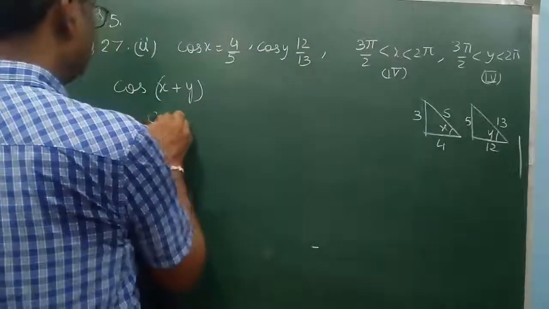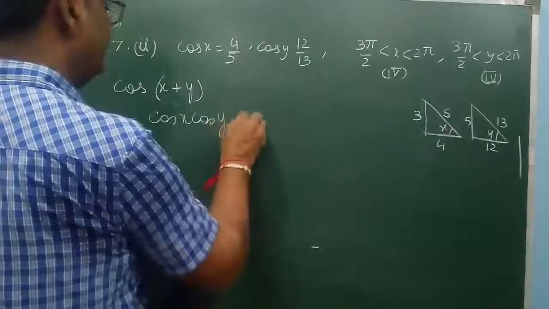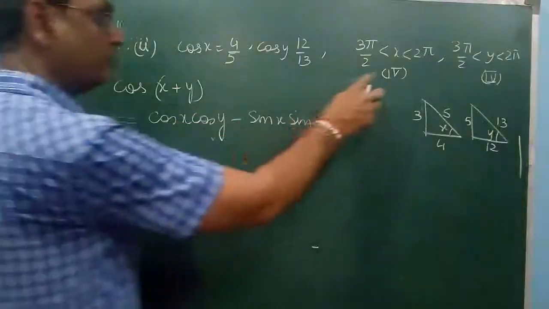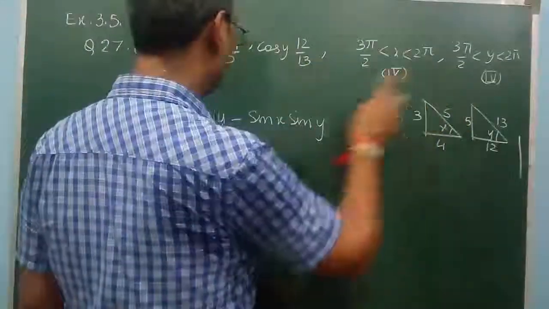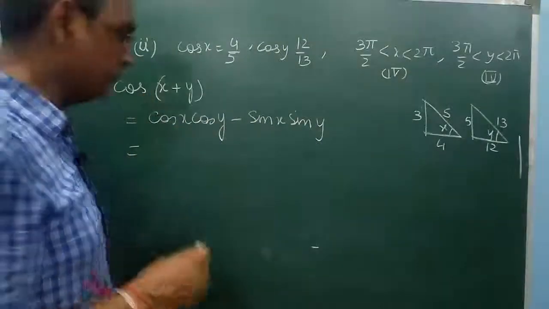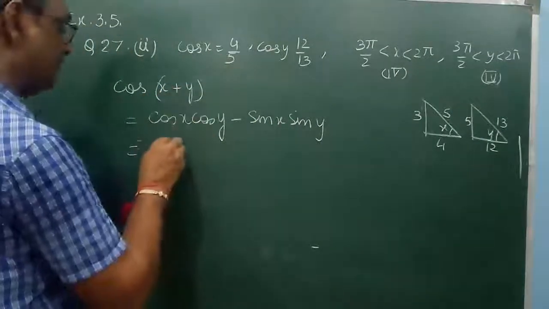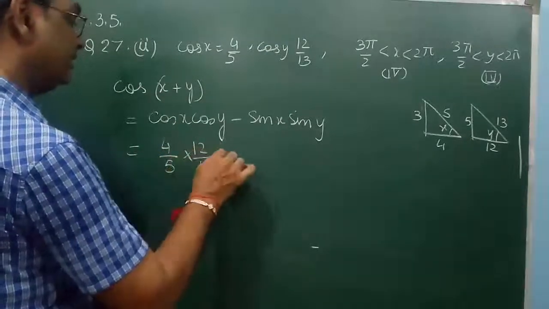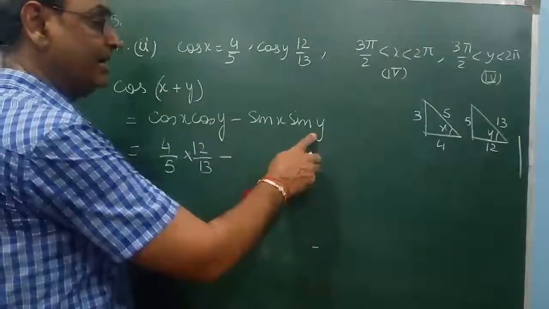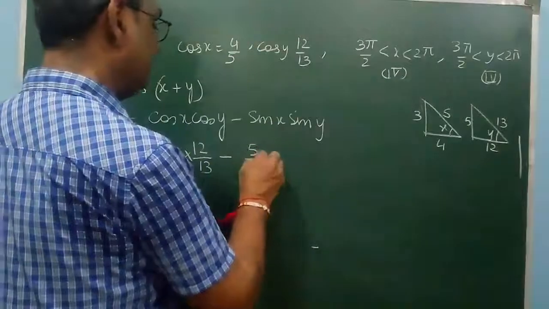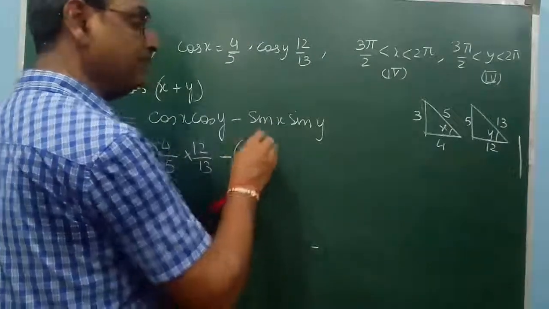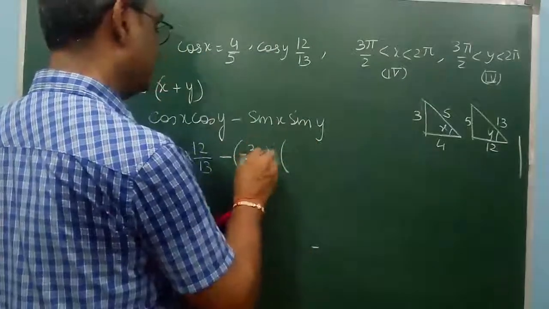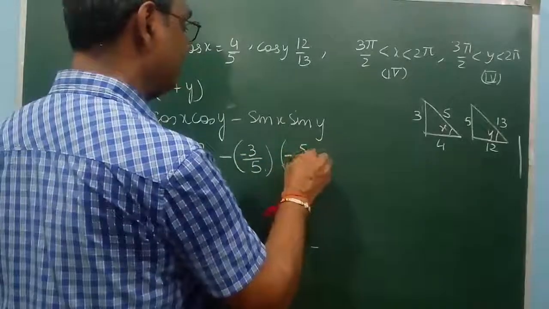Now cos(x plus y) is cos x cos y minus sin x sin y. This is the formula. X is in the fourth quadrant, y is in the fourth quadrant, that means cos values will be positive. So here cos x will be taken as positive 4 by 5 and cos y is 12 by 13, minus sin x and sin y. Sin x is minus 3 by 5 because this is in the fourth quadrant, and sin y is also minus 5 by 13.